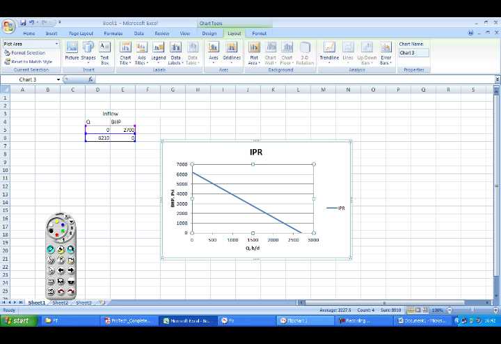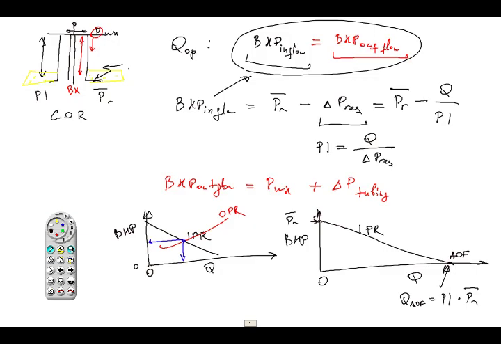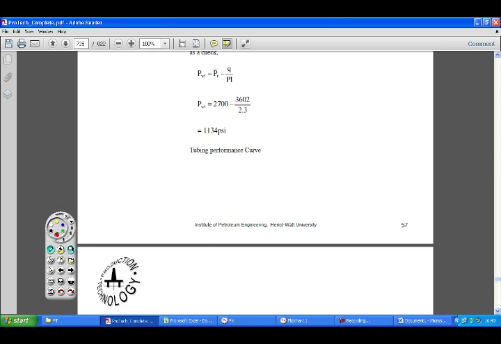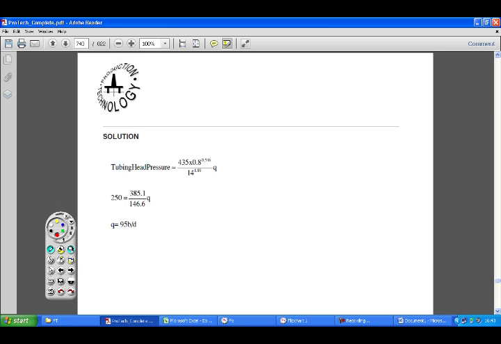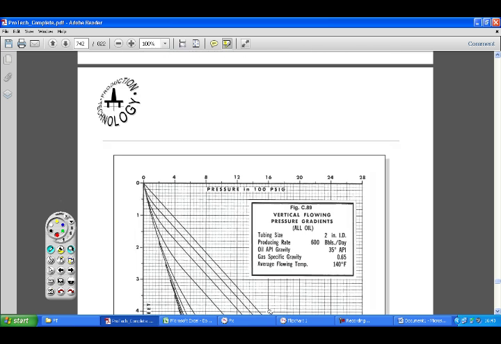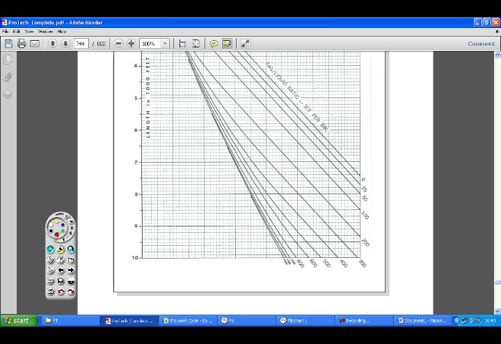Right. Now if I go back to my drawings here, we now have to find our outflow performance relationship, this curve here. However, to calculate it, we need to calculate pressure drop across the tubing, and unfortunately we don't have an equation describing it. So what we will be using is charts. If you go to your book and open the charts at the end of chapter 12, we need to find the pressure traverse charts for a 4-inch tubing case and oil production.